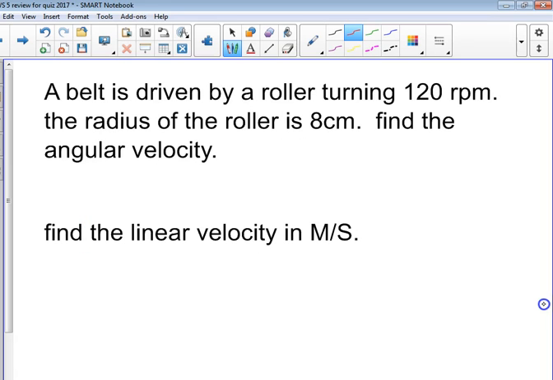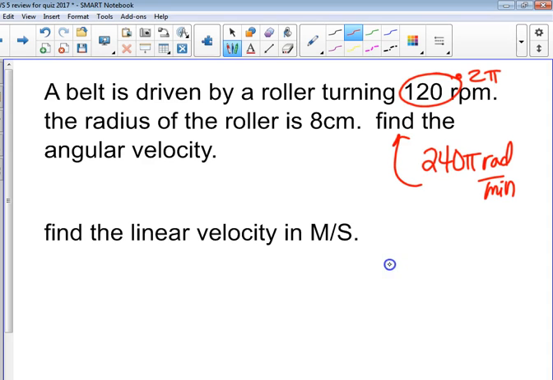Okay. Do I need to talk more about angular and linear velocity? We only have 12 minutes and I want to get to some simplifying again. So I can talk more about this if this is a struggle. Yes? To change this to an angular velocity, you just multiply by 2 pi and you'd have 240 pi radians per minute. Okay? That's the answer for the angular velocity.